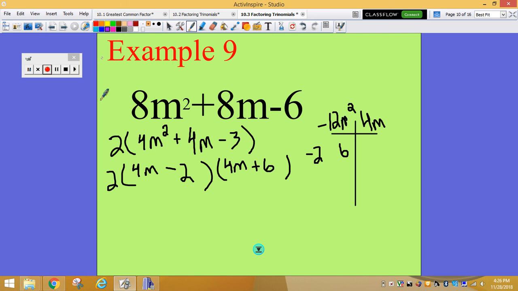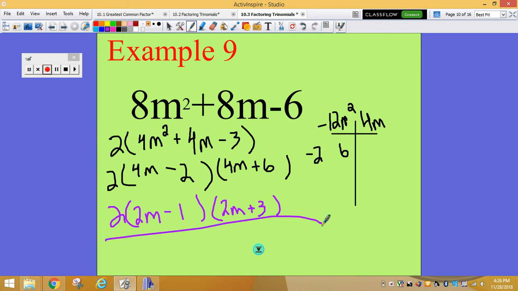Okay, last step. Let's reduce. Will anything go into 4 and 2? Yes, 2 goes into both. 4 divided by 2 is 2. 2 divided by 2 is 1. Will anything go into 4 and 6? Yes, 2. 4 divided by 2 is 2. 6 divided by 2 is 3. So this is your final answer. So this is what I was talking about earlier. Sometimes both parentheses will have a GCF that you can pull out. Okay?